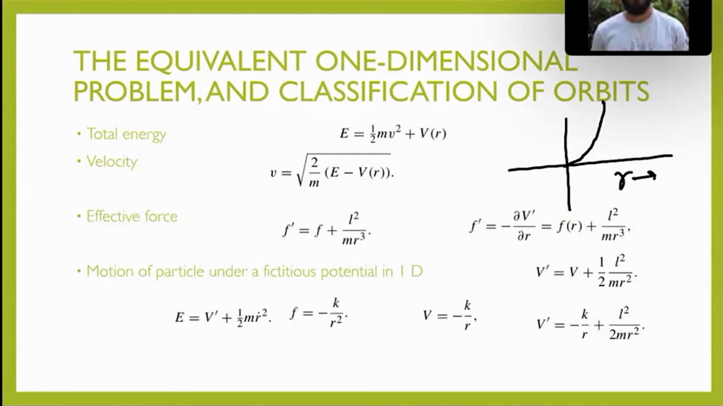If you are plotting that, it's a parabola. Then, as I told you, your L square by 2m r square will be this, the effective force term. Now, if you want to plot the effective potential, you just have to add up the points and it will be somewhere in between. It will be like this.